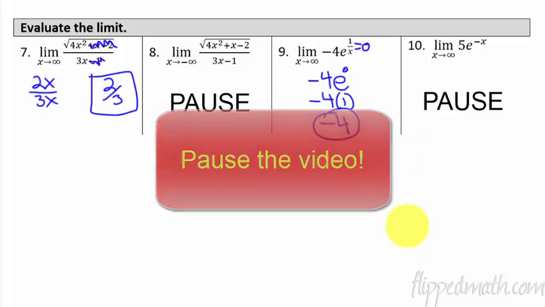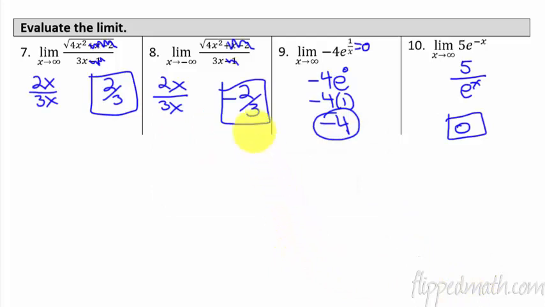Okay, here's our answers. Number 8 was negative 2/3. Number 10 was 0. Now, why negative 2/3? Because even though this would approach 2/3, we have to remember, it's just like number 7, that you have to plug it into the original. And so if you plug it into the original and you're approaching negative infinity, this one actually is going to be positive and the bottom is negative.